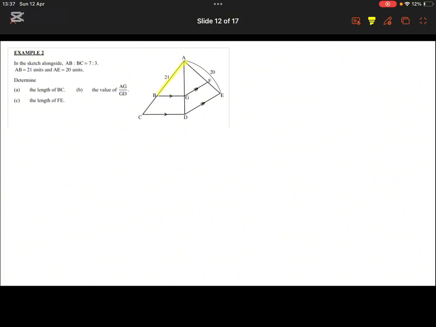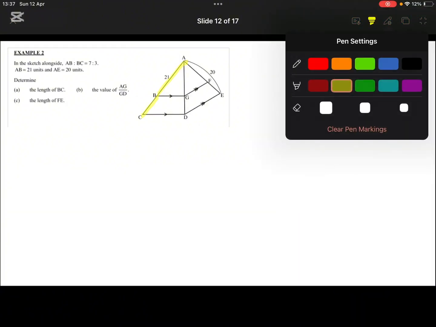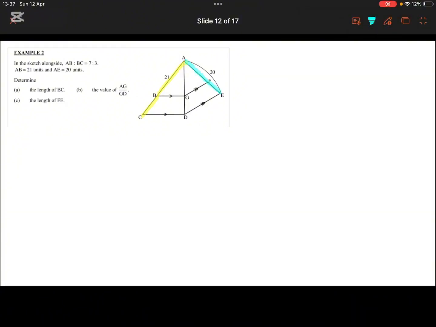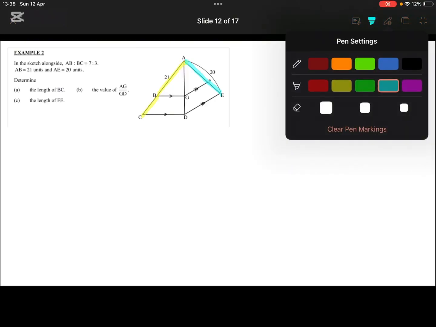Let's take a look. We have AB is to BC as 7 to 3, and we also have AB equal to 21, and AE, which is the whole distance on the other side, equal to 20 units. Now, the first question is: calculate the length of BC.